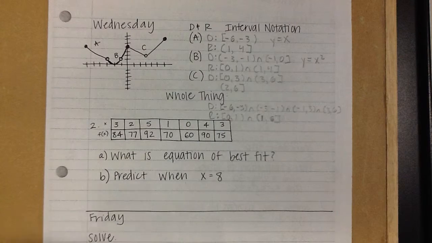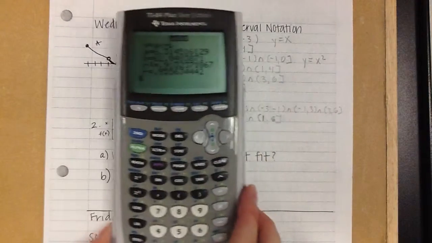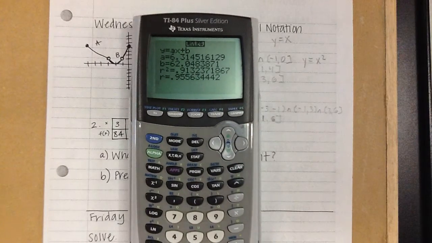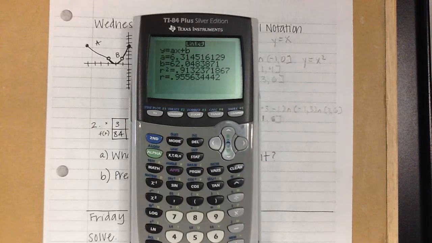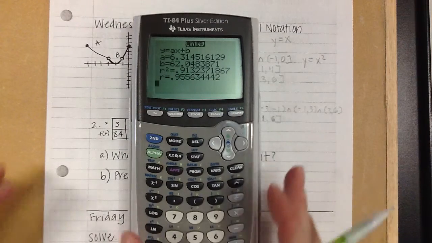Okay. Equation for the line of best fit. Now, on the scatter plot quiz that y'all just had, some of you wrote down that the equation of your line was R. No, R is your correlation coefficient. That's how perfectly those dots line up to a linear function. That is not the equation of your line. That's just your correlation coefficient.